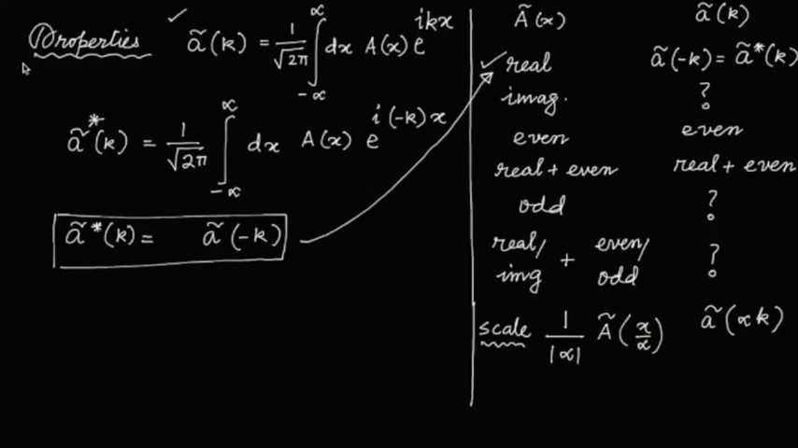The other is called shift. So if I have a tilde at k minus k naught instead of at k, then what I will get here is, multiplied by this.